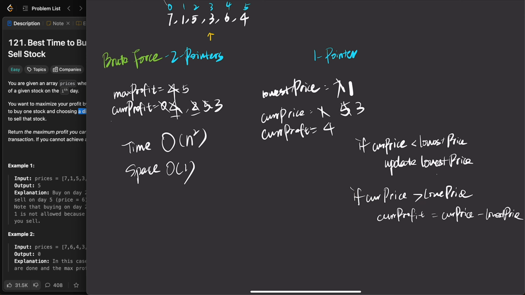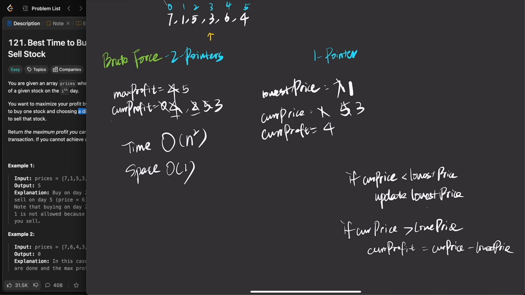But now the current profit is only 2, right? So it's not the best time. It means that we already have something better than this. Like I'd love to sell it on the 3rd day instead of the 4th day, right? So we can also continue to have the maximum profits to help us to keep track of it.